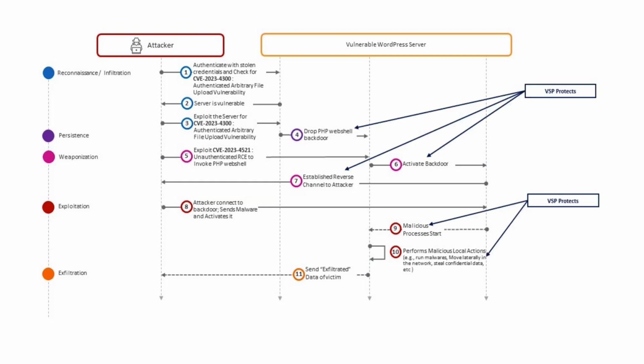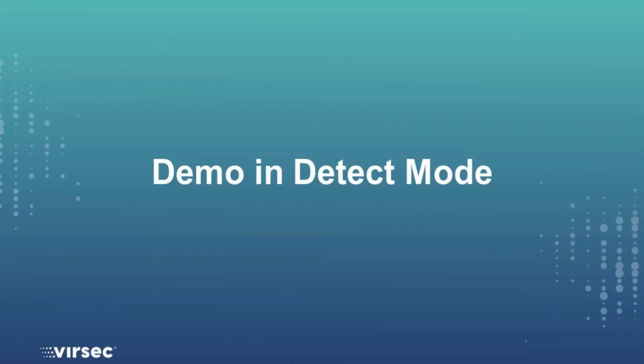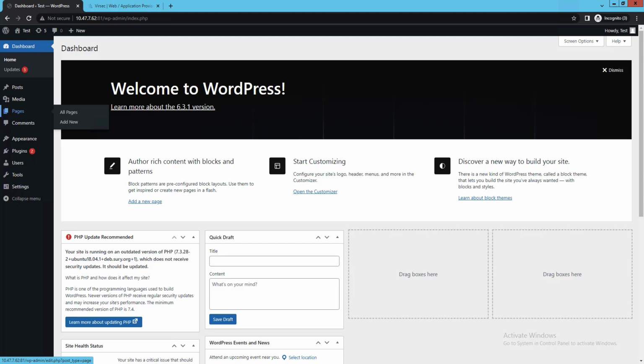Virsec protects the workload very early in the kill chain before the threat actor can execute any meaningful malicious actions. Now let us see the demo with VSP running in detect mode. In this mode, we will see all the steps that the threat actor will carry out. All the threat actor actions will be logged only. Later we will see the same demo in protect mode, where the threat actor will be blocked very early in the kill chain. Back to the detect mode demo.